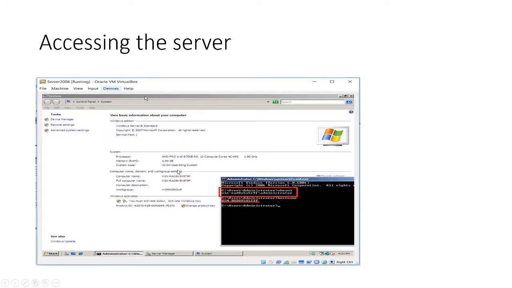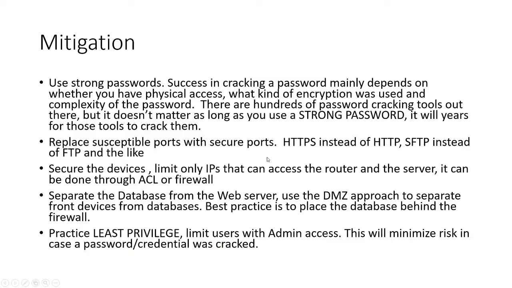and I tried to access the server, and as you can see here, it's the correct one if you compare it. So this is the mitigation needed so that the network and the server can have a secure network.